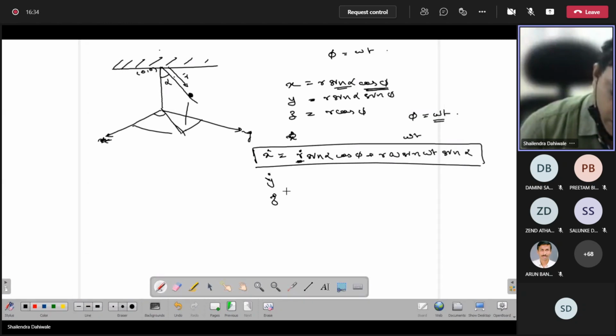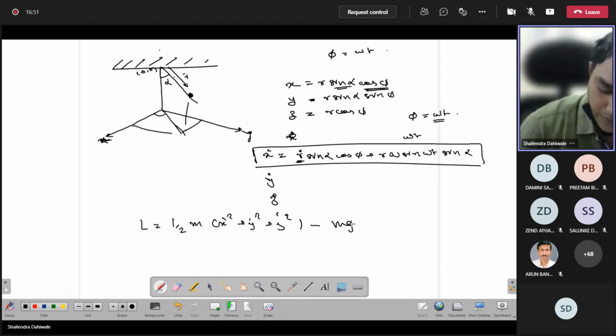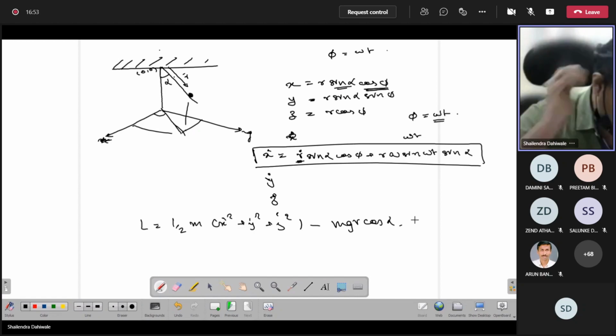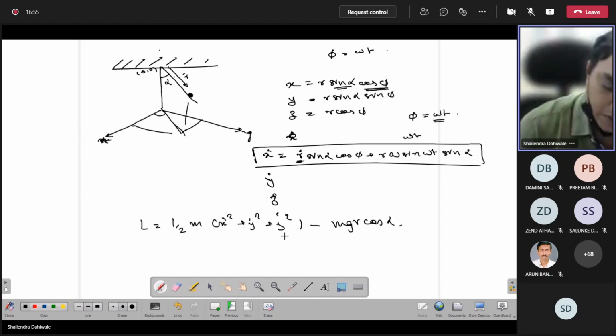Okay, and then you can write the Lagrangian as I said, half m times x dot square plus y dot square plus z dot square, minus mgr cos alpha, so that you can get it. Okay, and from here the equation of motion.